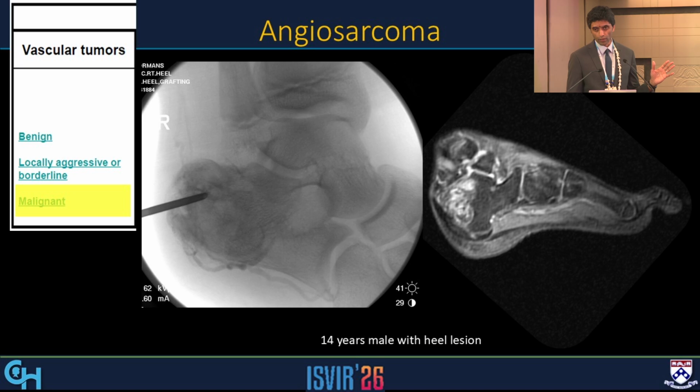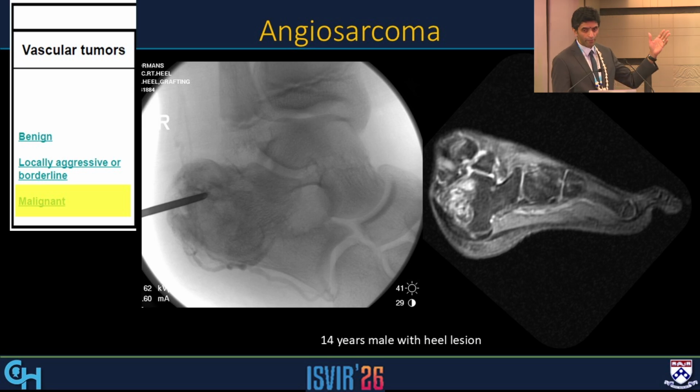Angiosarcoma, bad news tumor, right? It is a very dangerous tumor, with a very nonspecific appearance, only it's full of vessels. This is an angiosarcoma of the heel found on biopsy by the orthopedic surgeon, with lots of vessels going through it. This thing bled unexpectedly. And this is a 2-year-old with a big liver mass.